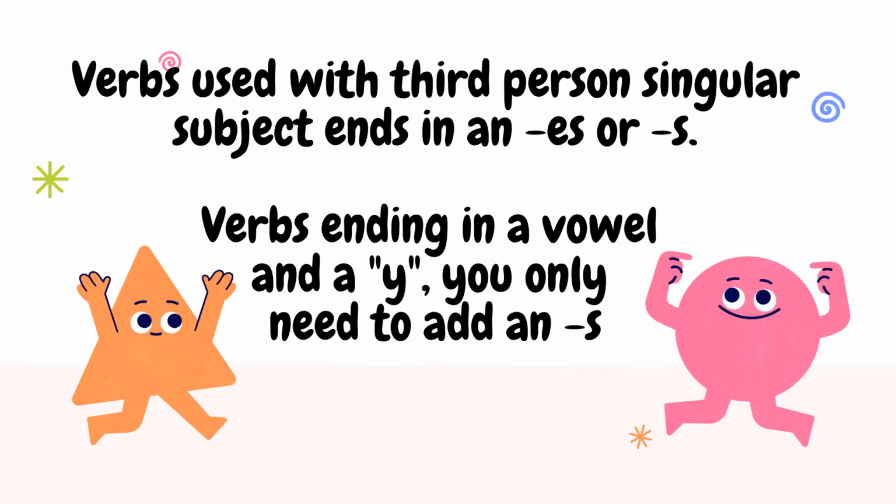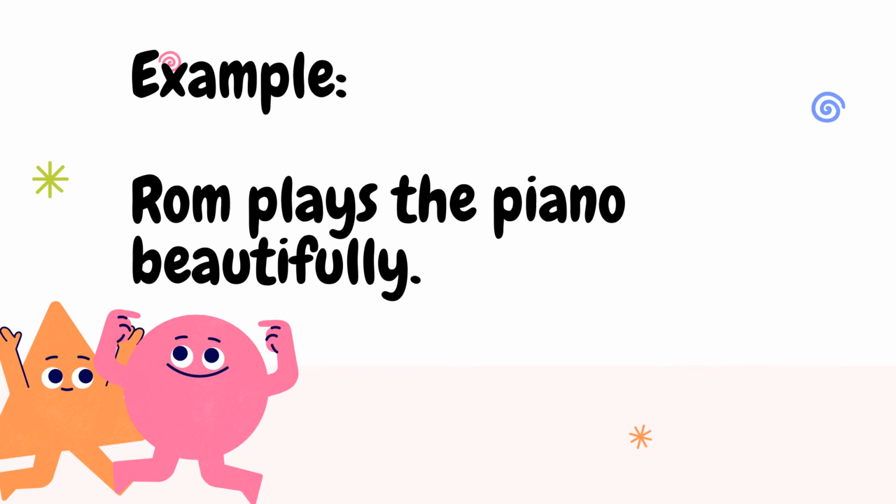Verbs used with third person singular subject end in an ES or S. Verbs ending in a vowel and a Y, you only need to add an S. For example, Rome plays the piano beautifully. The base form of the verb plays is play, which ends in Y. The only thing we need to do is to add an S.